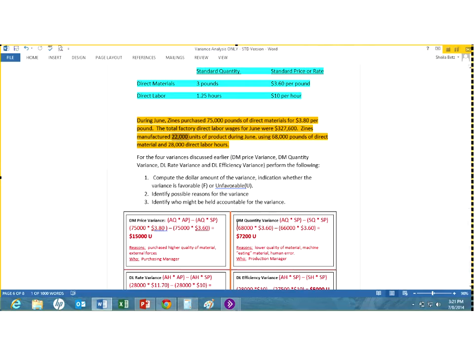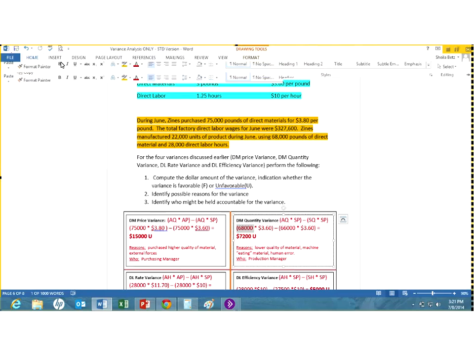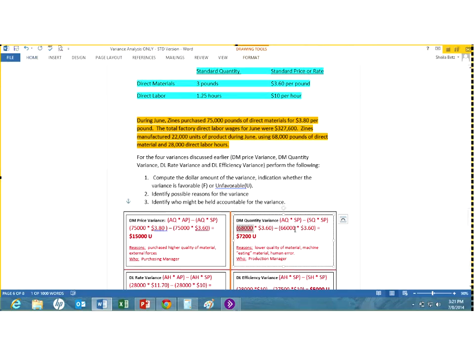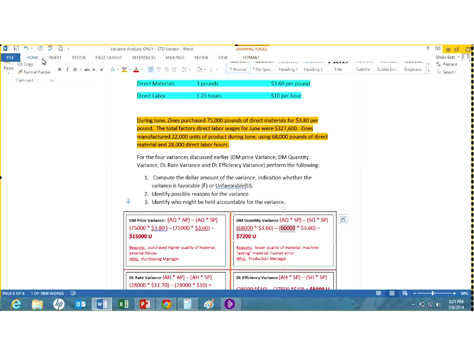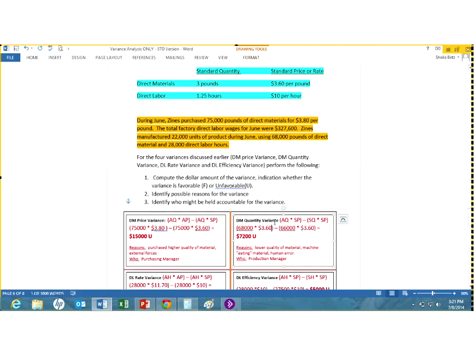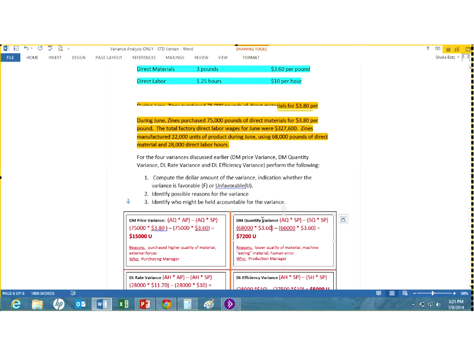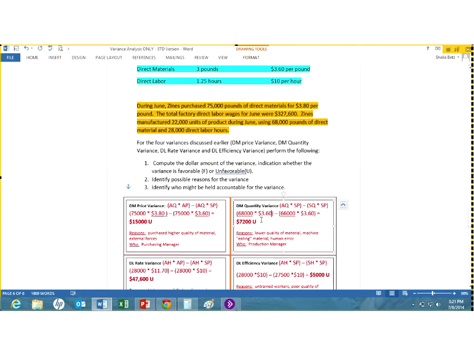And how do I know it's unfavorable? I'm now comparing the quantity that we used versus what we had expected to use. We used 68,000 pounds of material. We had only expected to use 66,000 pounds. So we used more than what we had expected, so that's unfavorable. What could be some reasons why? Maybe we had a lower quality of material. Maybe a machine broke down and was eating the material. Maybe we just had some human error. Those are very possible reasons, and the person that would be held accountable would be the production manager.